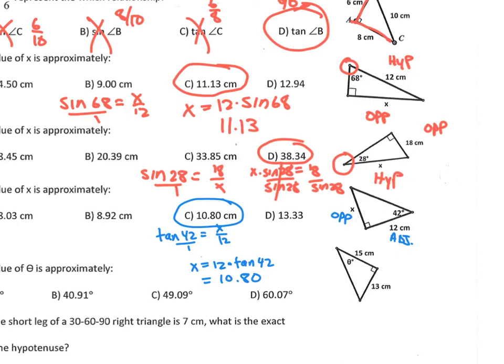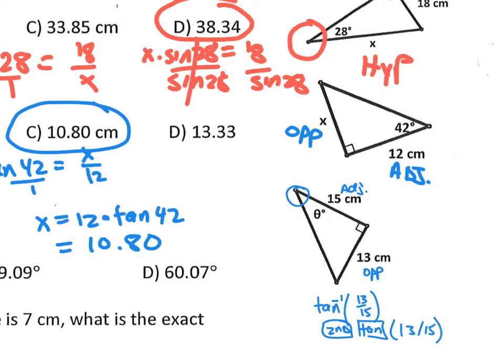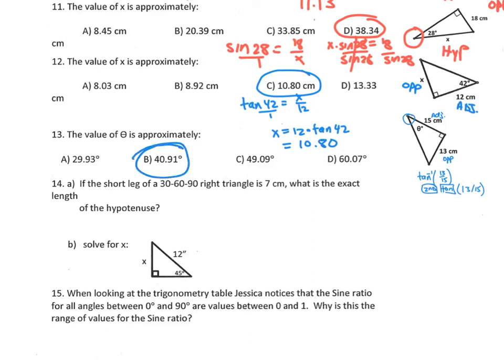The next one, we're looking for this angle. Labeling the sides, we have the opposite side of the angle and the adjacent side. So that's going to use inverse tangent because we're finding the angle. So inverse tangent of 13 over 15. Pressing second tangent, 13 over 15, then we'll get 40.91. So that is 40.91 degrees, which is answer B.